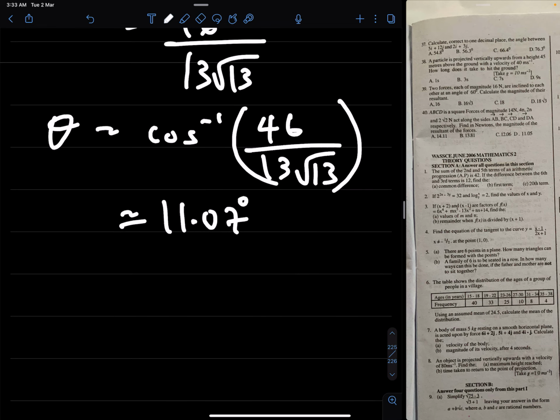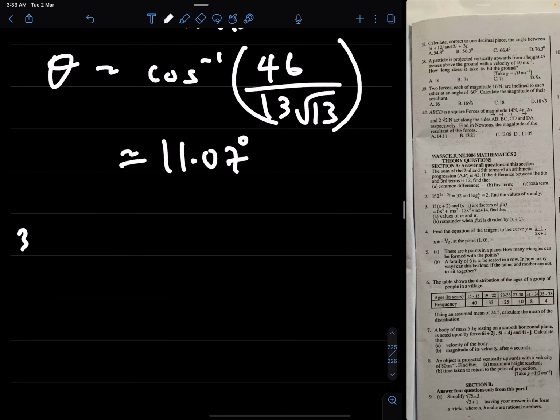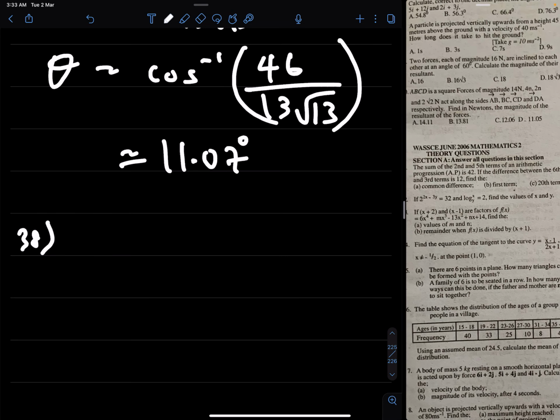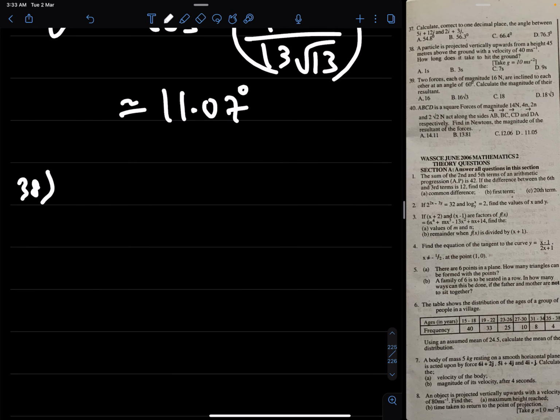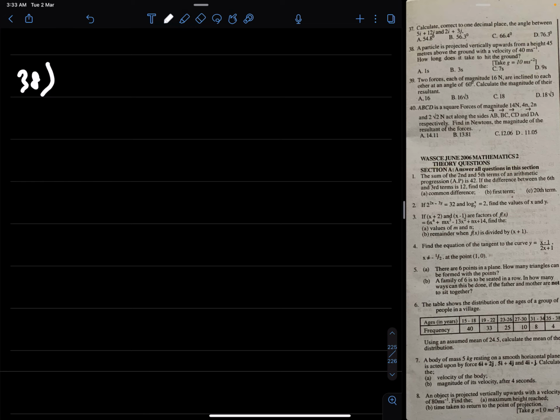I don't think the options are correct. That's the correct answer. Now to the next very quickly, number 38. A particle is projected vertically upwards from a height of 45 meters above the ground with a velocity of 40 meters per second. How long does it take to hit the ground? Take g equals 10 meters per second squared.